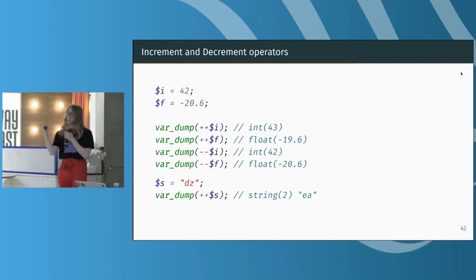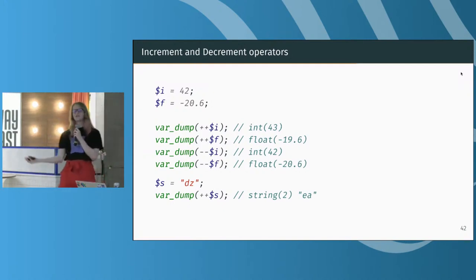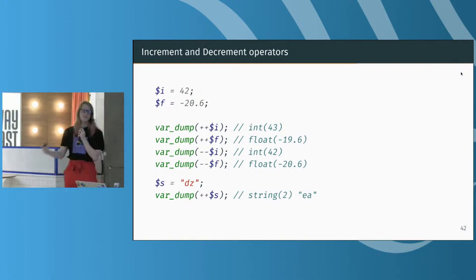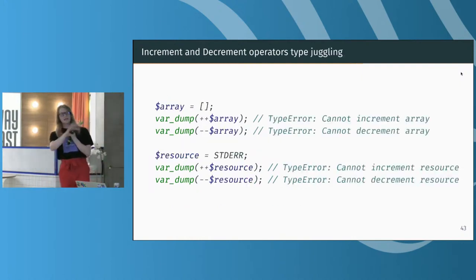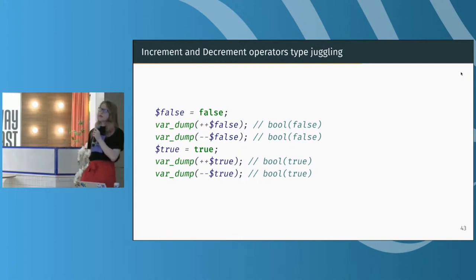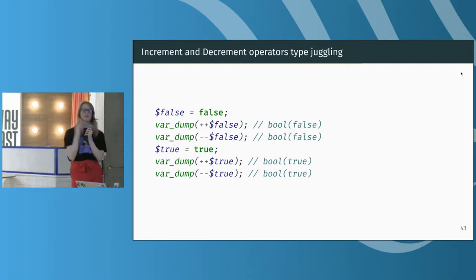PHP took a feature from Perl, which is string increment. So you can increment a string. Z overflows to A, and then you get the carry. So DZ++ is equal to EA. That's sensible. Now, arrays and resources actually do not support this. Booleans will not show any warning, but they do nothing. You can increment or decrement them, but you'll still get the same value because sure, why not?